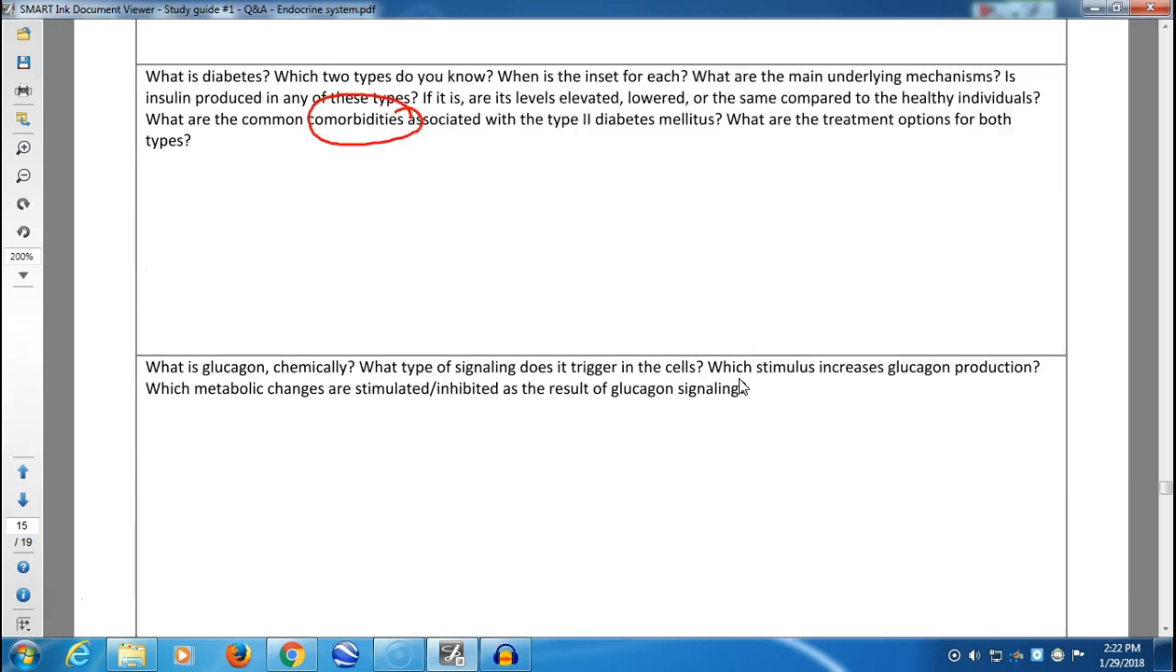Glucagon chemically is a protein. What type of signaling does it trigger in the cells? Second messenger, okay. What stimulus? Low blood glucose. Metabolic changes: what we just recited, okay. Glycogenolysis, gluconeogenesis, lipolysis, all of it is stimulated by glucagon. Am I clear? Understand that?